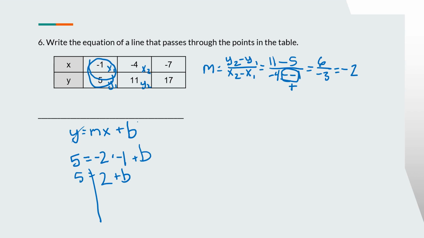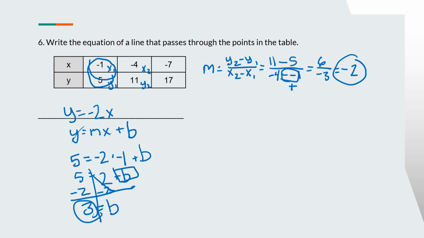I do my breakdown. Remember, I want b alone. I'll put a little cage around that thing. To move 2 to the other side, I'm going to add the opposite, which is negative 2. This one goes away, and 5 minus 2 is 3. So b equals 3. This means my equation equals y equals m is negative 2, negative 2x, and b is 3, plus 3.